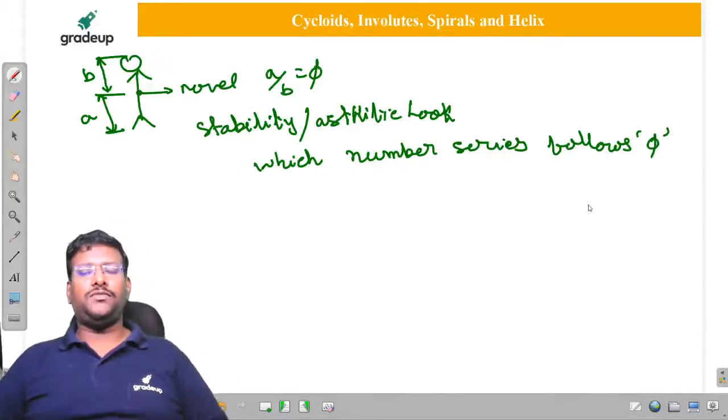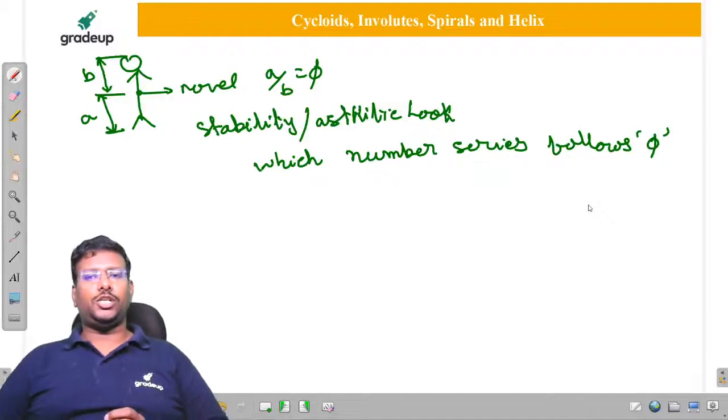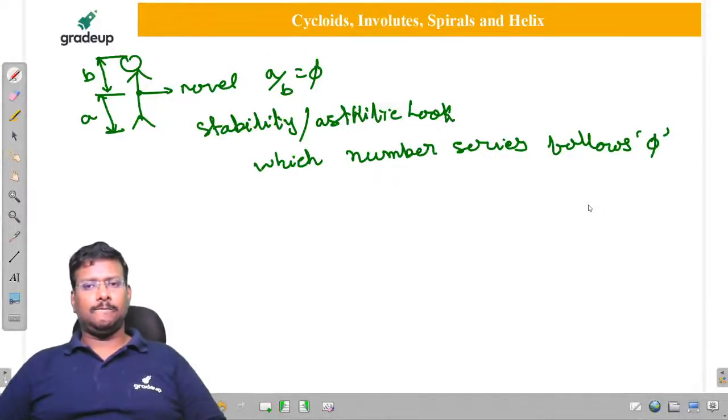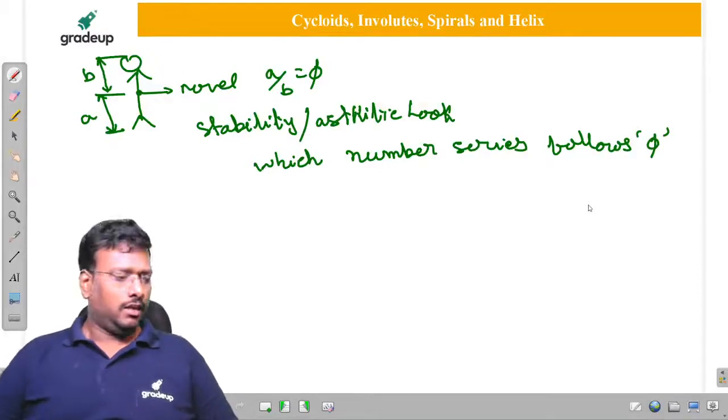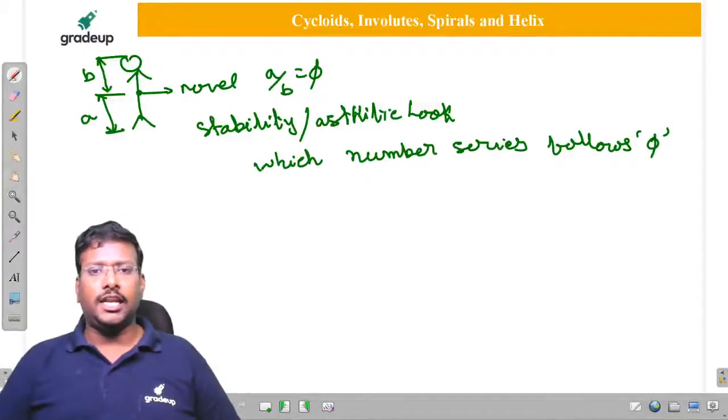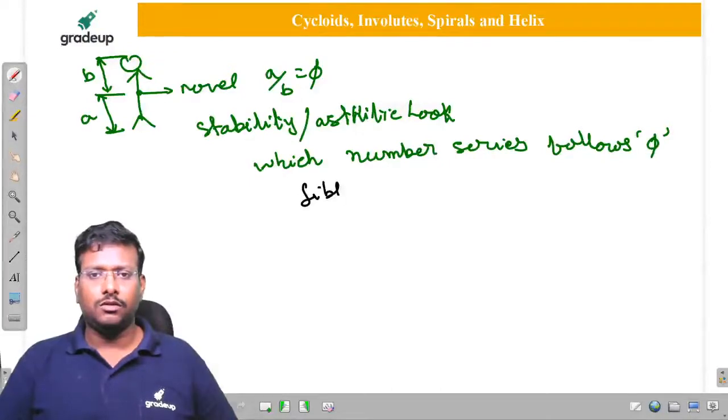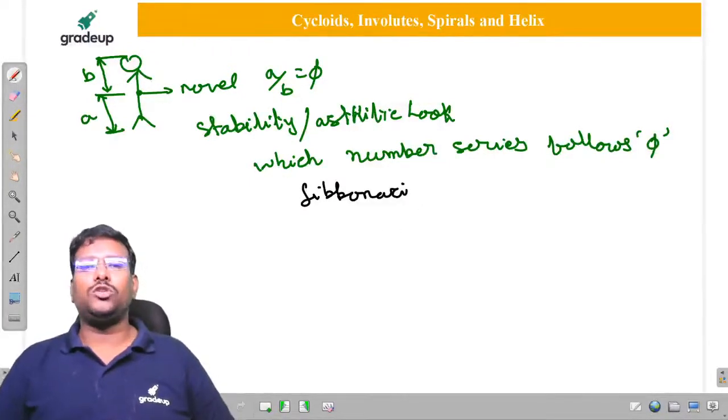Which number series follows the golden ratio? Correct, that is the Fibonacci series. The Fibonacci series will follow. What is this, sir?